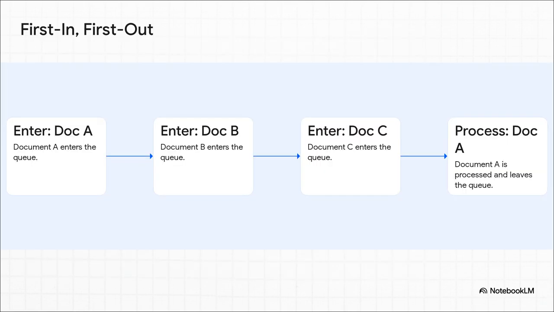So let's watch that first in, first out idea play out, say with a print queue. Okay, so document A goes into the line first, then B, then C. So what gets printed first? Document A, of course. It was first in line. B and C just have to wait their turn. It's simple, it's fair, it's orderly.